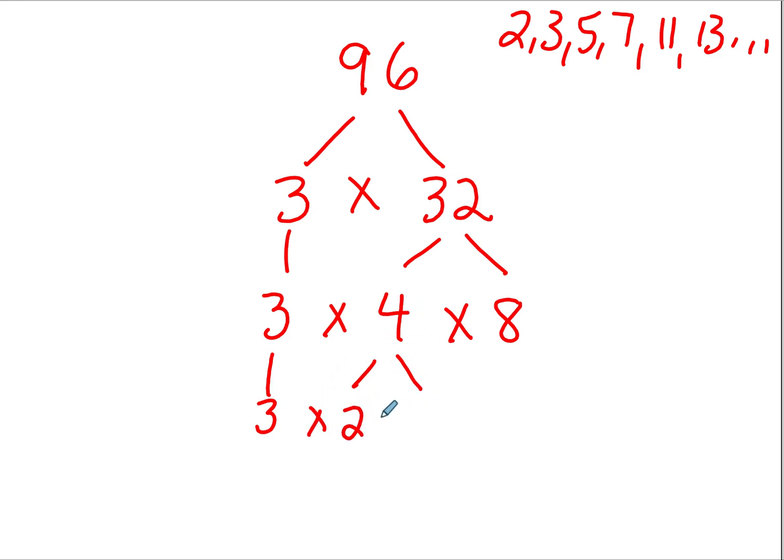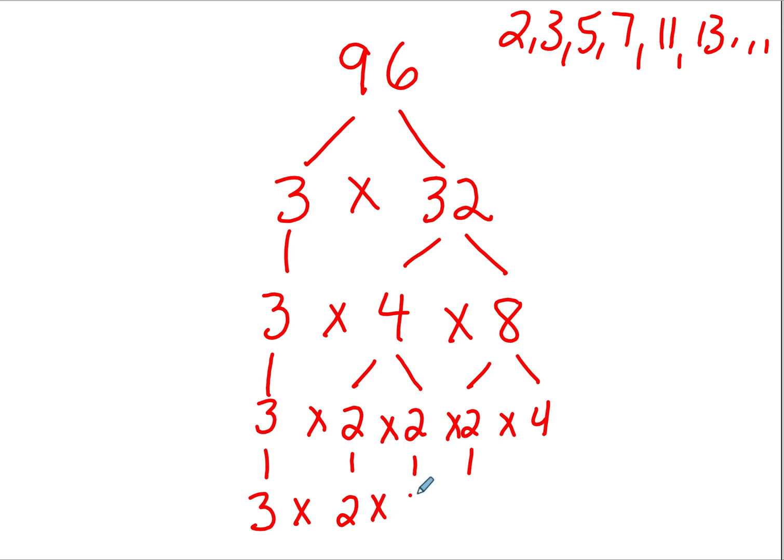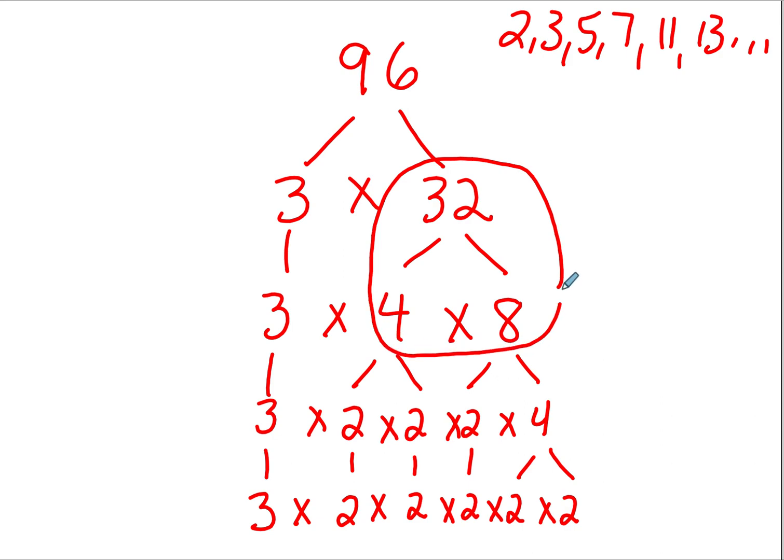I can now split up my 4 into 2 times 2, my 8 into 2 times 4. And then finally, now I've got a bunch of primes already. And then I'm just going to split my last 4 into 2 times 2. So that's not necessarily the best way to do it, but as long as you get down to here at the end.